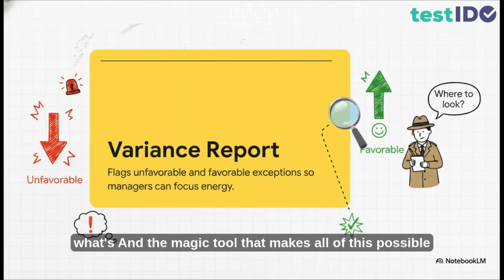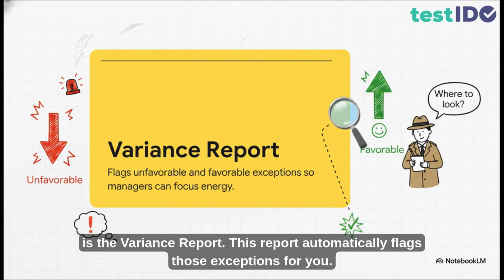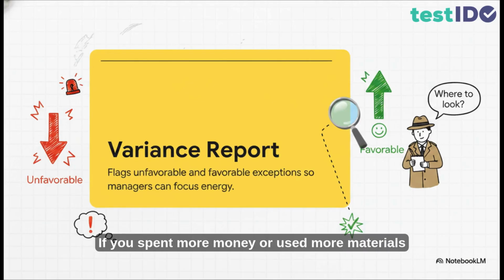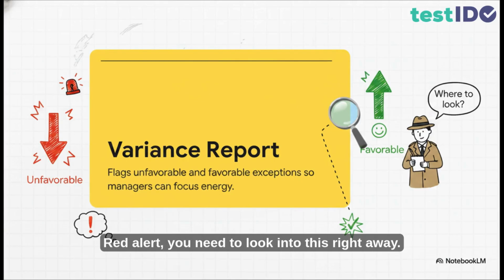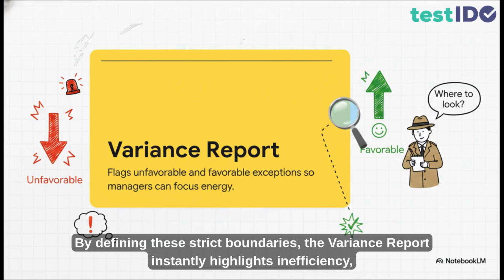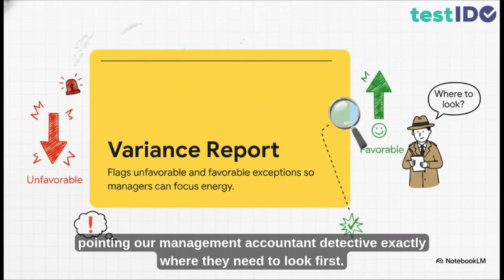And the magic tool that makes all of this possible is the variance report. This report automatically flags those exceptions for you. If you spent more money or used more materials than your standard allowed, that gets flagged as an unfavorable variance. Red alert, you need to look into this right away. Conversely, if you spent less than the standard, it's flagged as a favorable variance. By defining these strict boundaries, the variance report instantly highlights inefficiency, pointing our management accountant detective exactly where they need to look first.